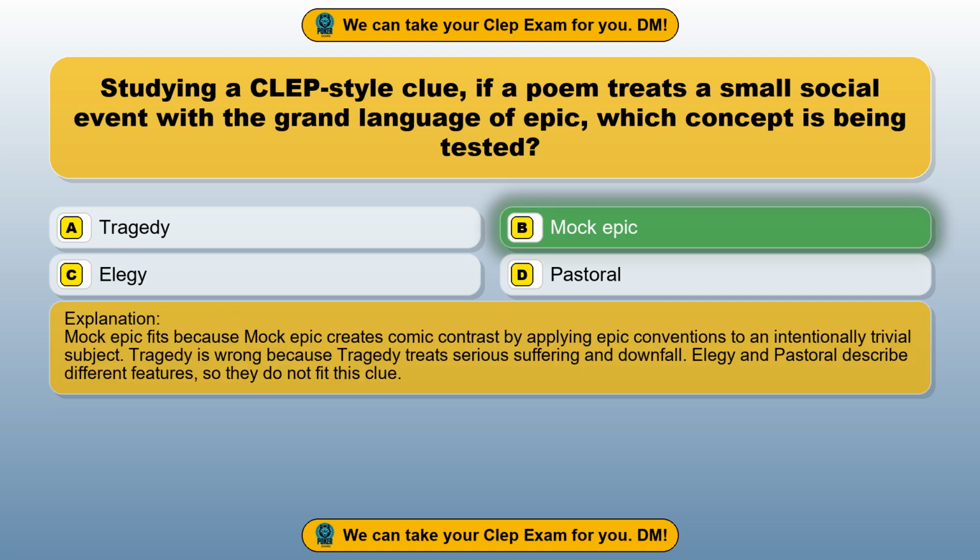Mock epic fits because mock epic creates comic contrast by applying epic conventions to an intentionally trivial subject. Tragedy is wrong because tragedy treats serious suffering and downfall. Elegy and pastoral describe different features, so they do not fit this clue.